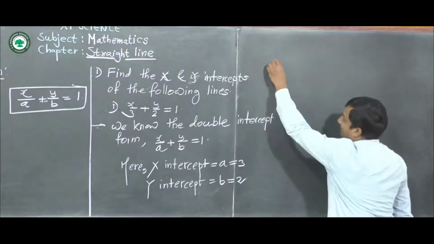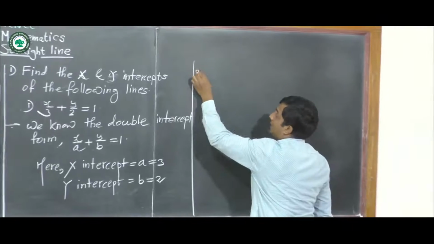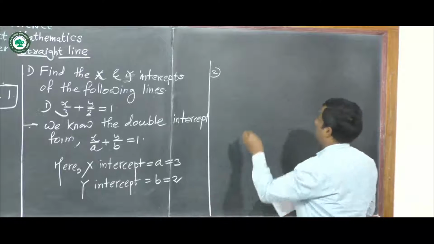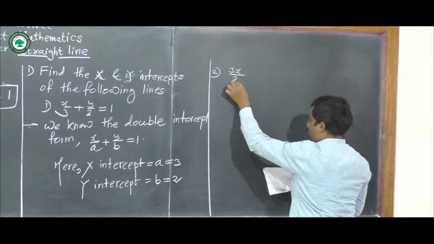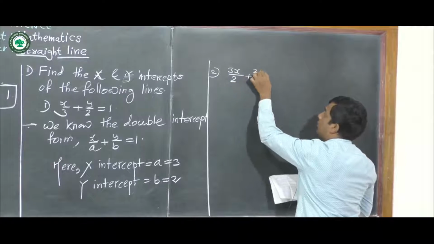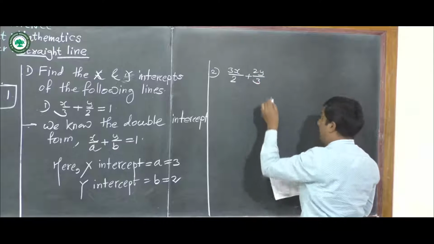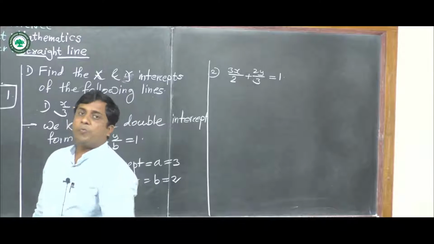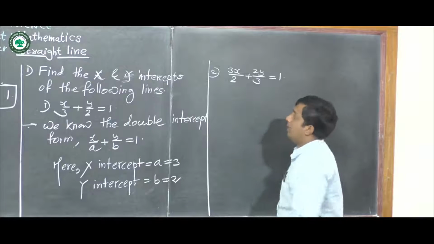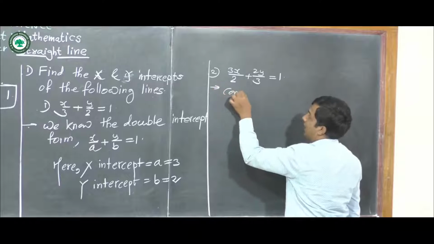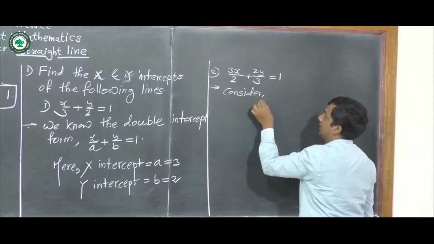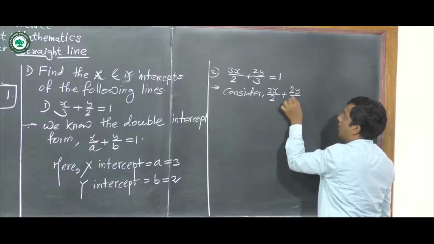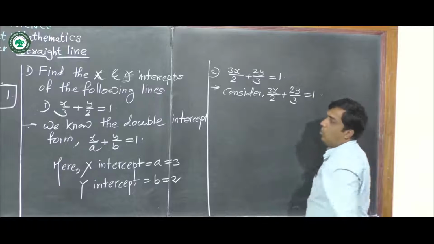Let's go with the next example. In the second, given 3x upon 2 plus 2y upon 3 equal to 1. Here again we have to find the x and y intercepts. Okay, firstly we consider the given equation again: 3x upon 2 plus 2y upon 3 is equal to 1.